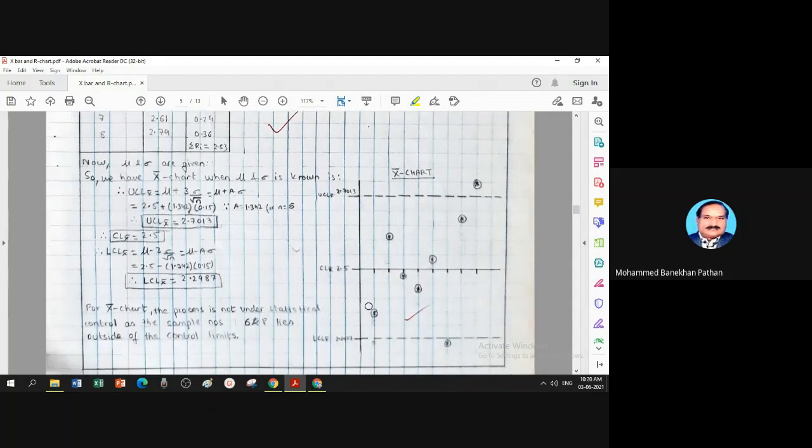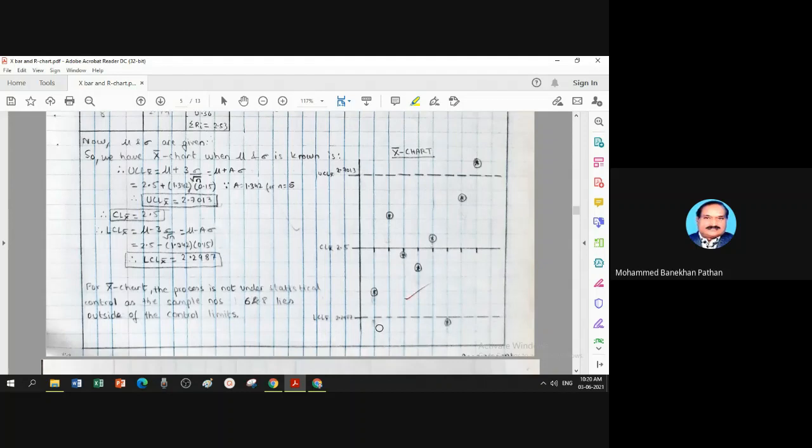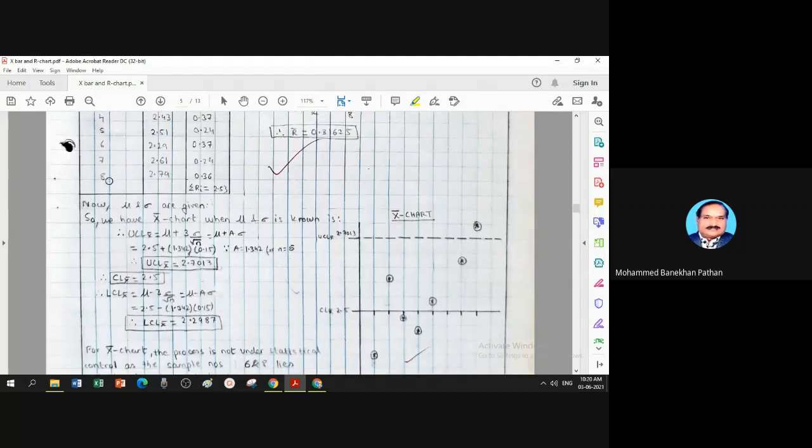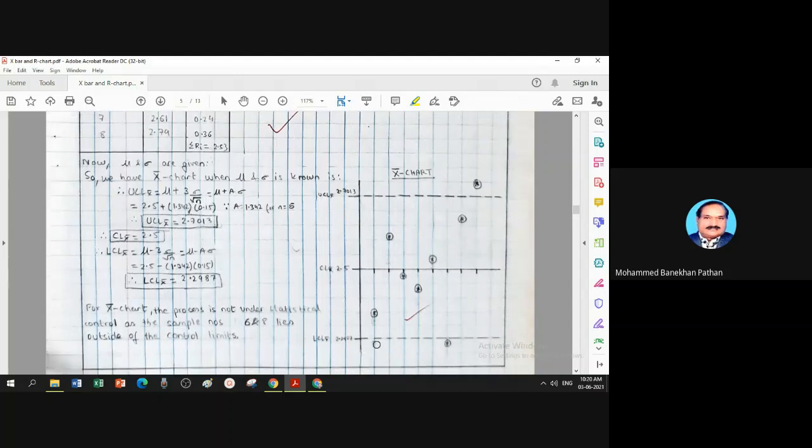Now you can see this is the layout. I have the y-axis where I take the characteristic under study. Since it is an X bar chart, I will put the sample mean on the y-axis. And what is the x-axis? The x-axis is the sample number 1, 2, 3, in this example up to 8. So I write here 1, 2, 3, 4, 5, 6, 7, and 8.